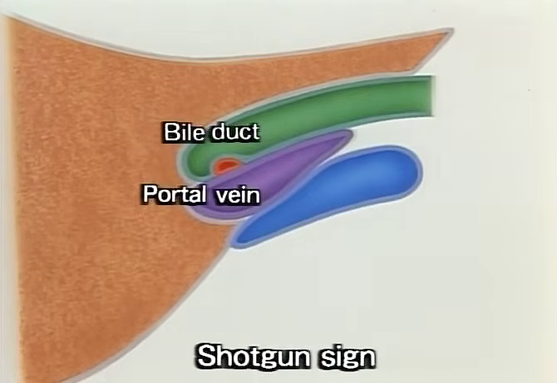However, the diameter of the bile duct differs from person to person, so the idea is to compare the diameter of the bile duct with that of the portal vein. If the diameter of the bile duct is almost the same as that of the portal vein, or appears larger, it is dilated. This finding is called shotgun sign.